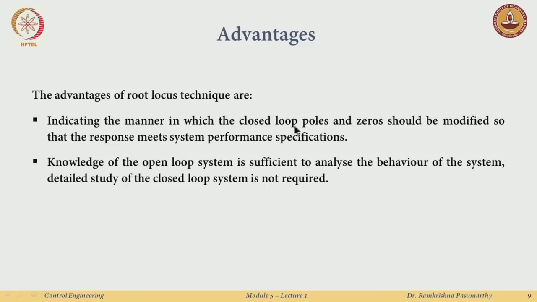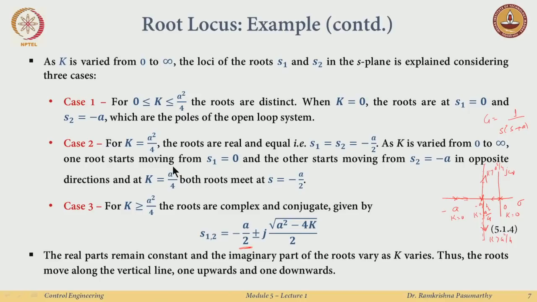So, what did we see here? The root locus indicates the manner in which the closed loop zeros and poles move, so that the response meets some specifications. My specifications are usually in terms of zeta and omega n, and these specifications usually translate to locations of poles. There could be some zeta and omega n which would be satisfied by k equal to a square by 4 plus 1, right, then I would exactly know where the roots are, maybe somewhere here and somewhere here, and I would exactly know what should be the value of k such that my closed loop poles satisfy some desired specifications or some desired performance criteria, okay.